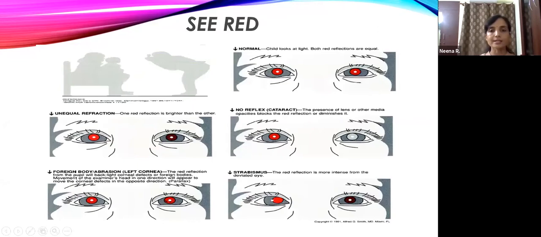So what they say is see red. If both reflexes are equally red, it's fine. But if one reflex is brighter than the other or duller than the other, it warrants a referral to the ophthalmologist. If there is a squint or refractive error, that eye will appear to have a brighter reflex than the other eye. So this is what they recommend as see red.